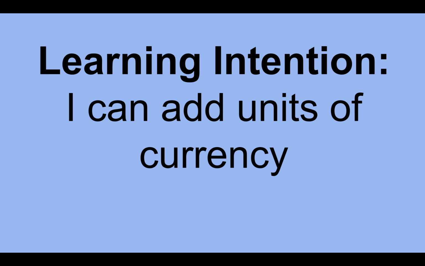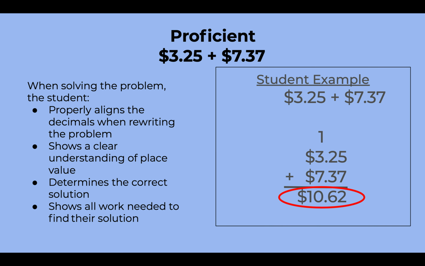So the big idea, the big learning intention, our focus would be adding units of currency. Something that our students have already done at this point, but here's a basic example that we can use to show how this might look. So the learning intention is I can add units of currency. That's what we're trying to get our students to do, and we're trying to measure to what degree can they do this. How proficient are they at this? And so on your screen here, I have an example of what a P would be, what proficient would be. So I might have a math problem. You see at the top the $3.25 added to $7.37.